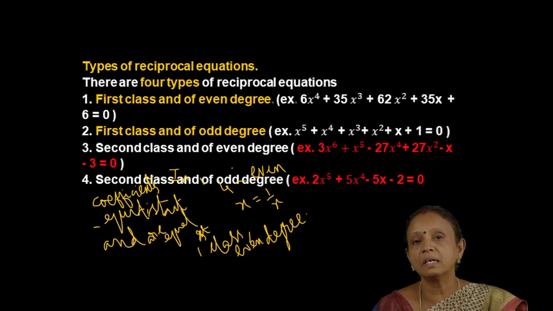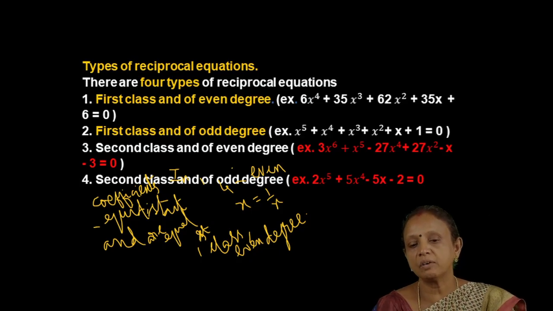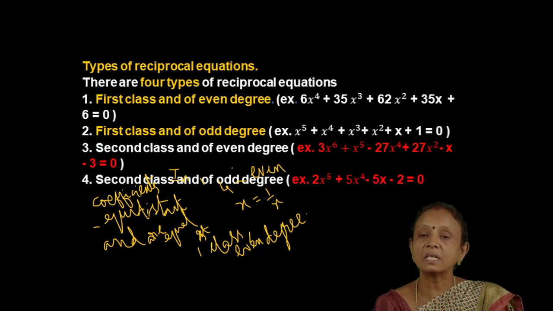Another thing to say is about the types of reciprocal equation. There are 4 types of reciprocal equation. First is first class and of even degree, first class and of odd degree, second class and of even degree, second class and of odd degree. So what is meant by first class and of even degree?